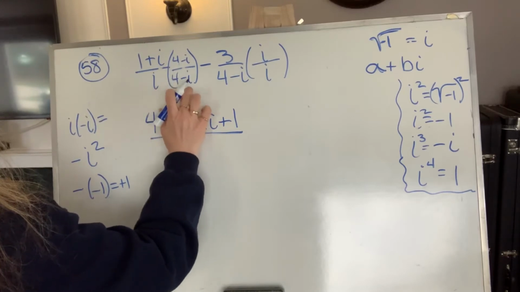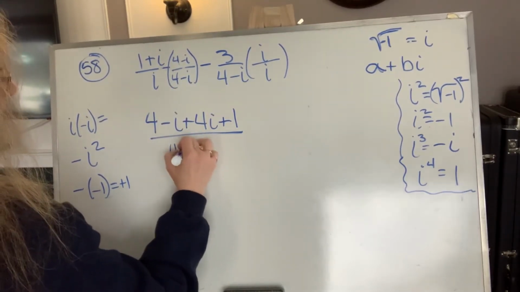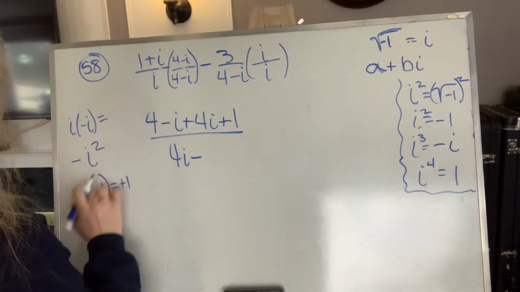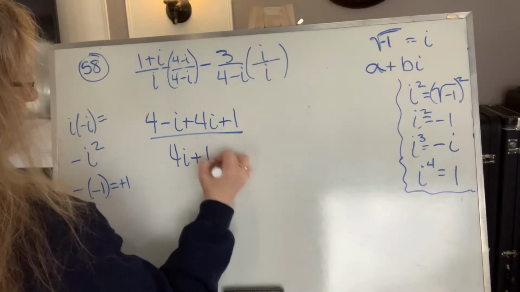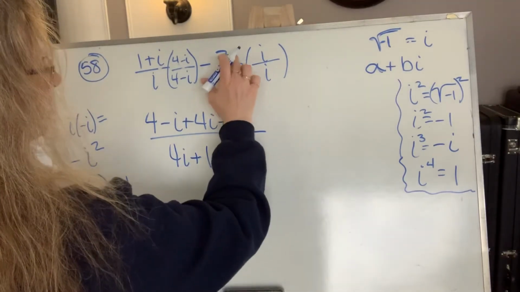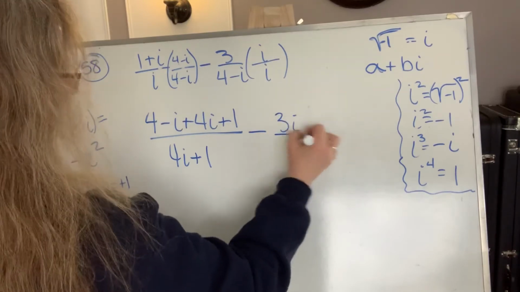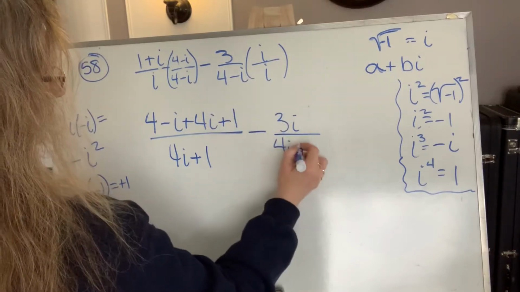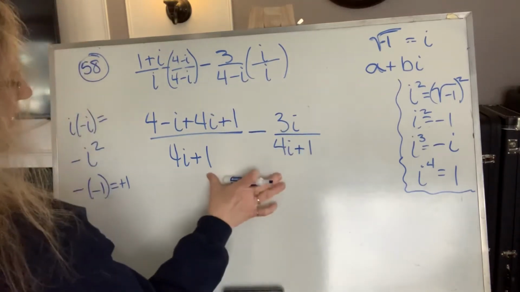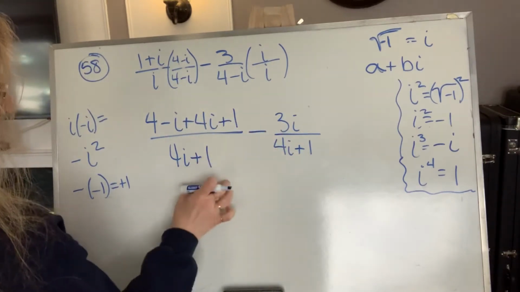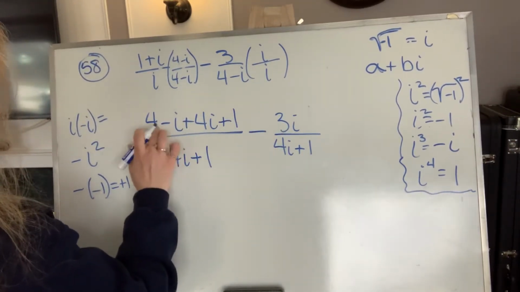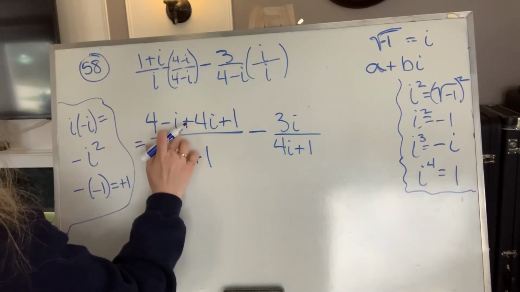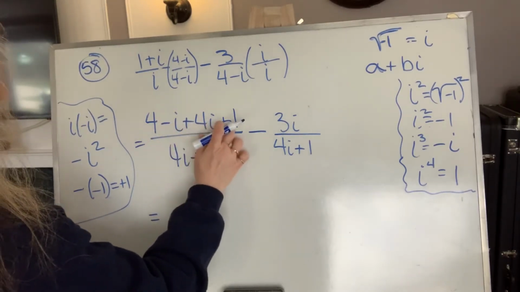So i times 4 minus i, so 4i minus, again, I've got that i squared, so a negative i squared is going to end up being a plus 1. Minus 3 times i is 3i. Same denominator, 4i minus a minus, so plus 1. Now I can add my fractions because I have a common denominator. So 4 minus i plus 4i plus 1.